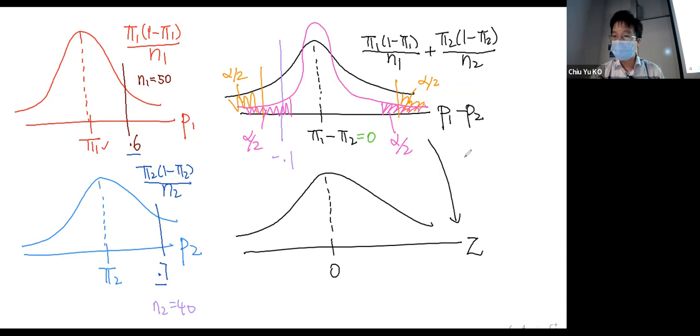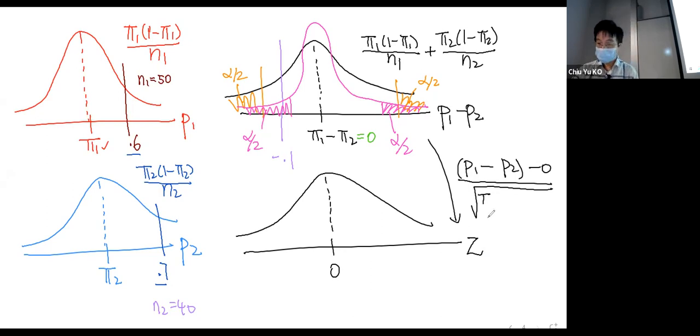It's just any value, right? It's just P1 minus P2, because you subtract the mean here, and you divide by the variance, which is P bar 1 minus P bar over N1 plus P bar 1 minus P bar over N2. I don't know pi 1 and pi 2, but I can replace them with P bar, which is the best estimate. Then I take the square root of the variance, and I transform it here.